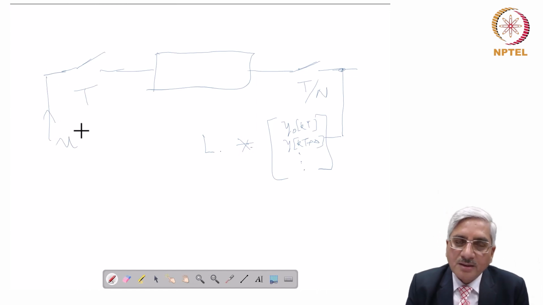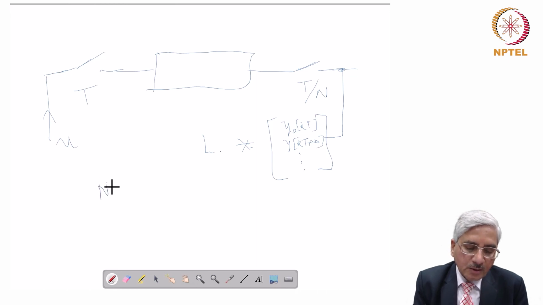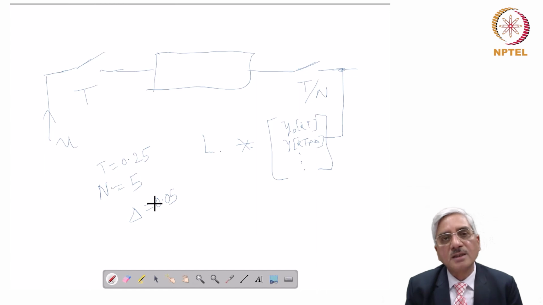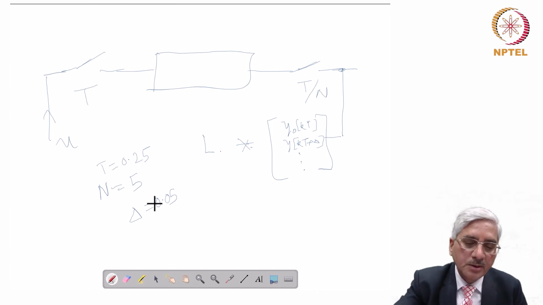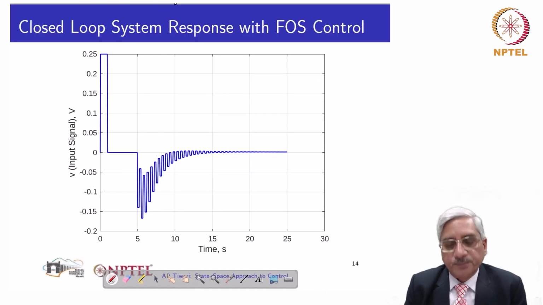So we have obtained this L, and that was obtained for n equal to 5, T equal to 0.25, and the corresponding delta equal to 0.05. This L has been calculated. Now we are ready to do system simulation.